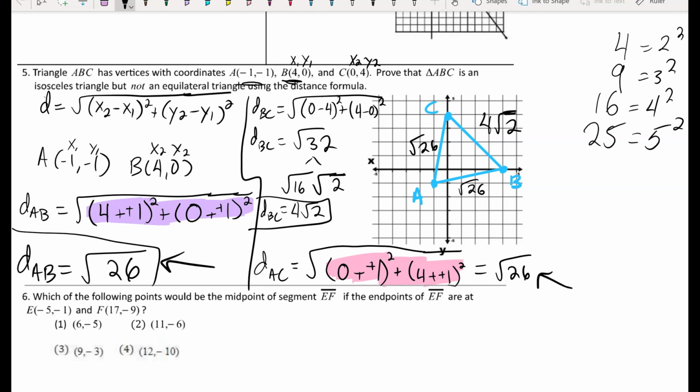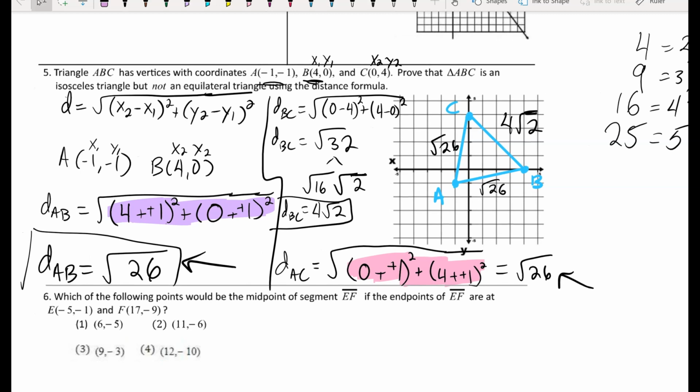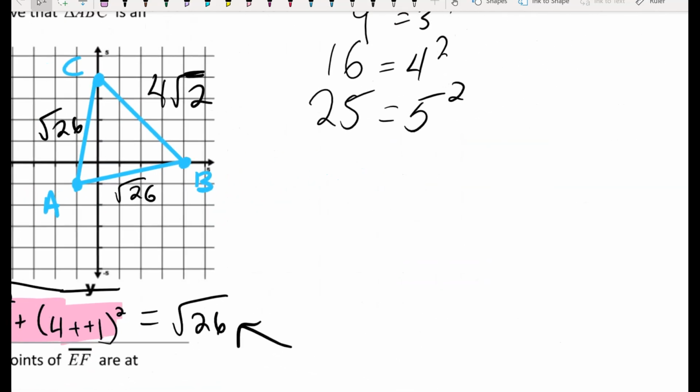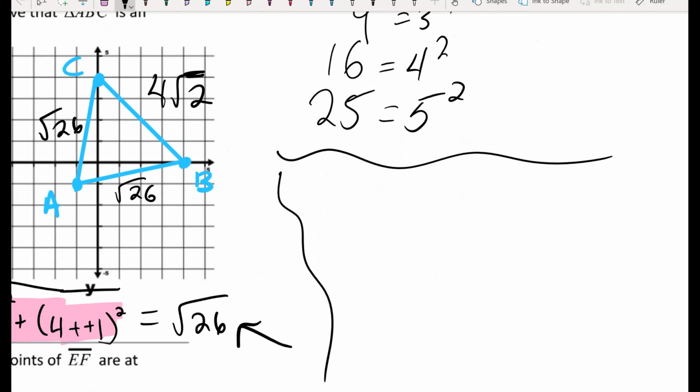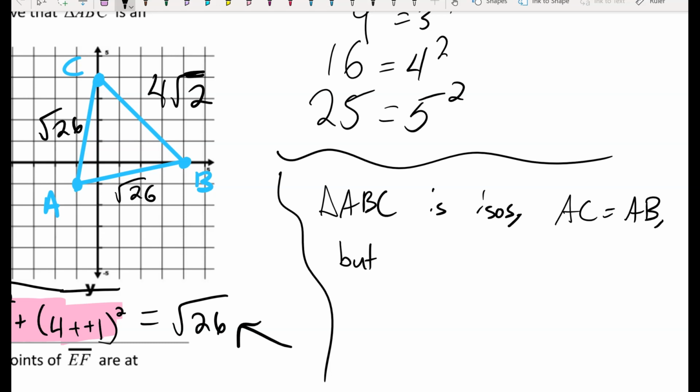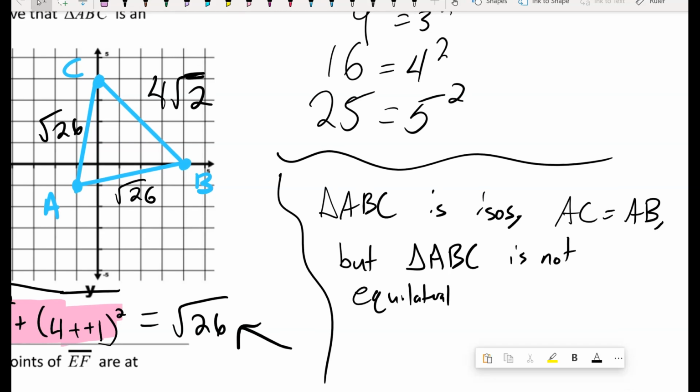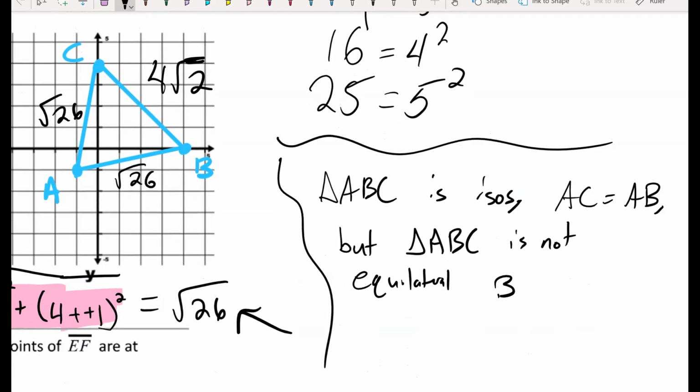That shows that side AC is the same length as side BC. So this is just an application of the distance formula 3 times. Just as a quick explanation here, we can make an argument that triangle ABC is isosceles because we've shown that side AC is the same as side AB, but triangle ABC is not equilateral because it's not the case that side CB is equal to either of those sides as well.